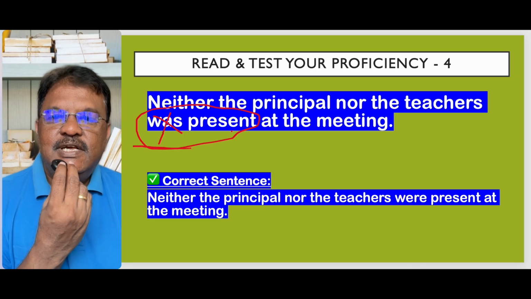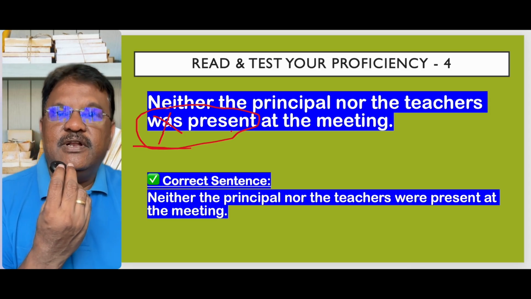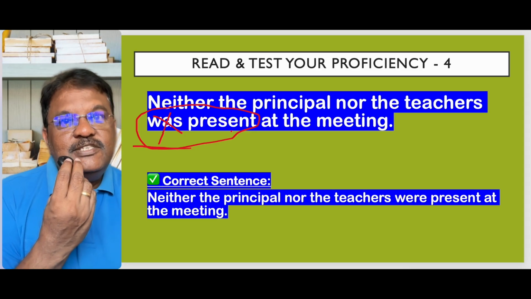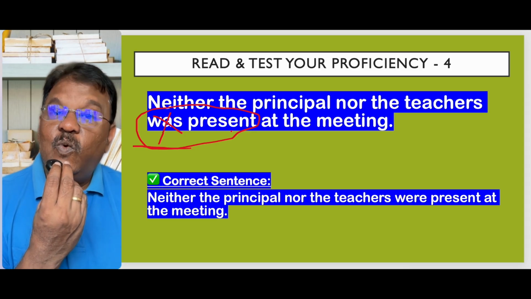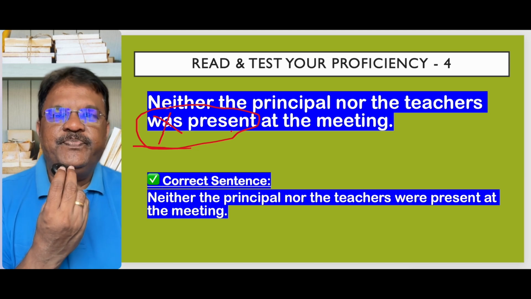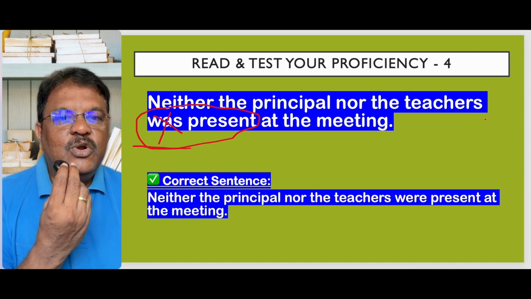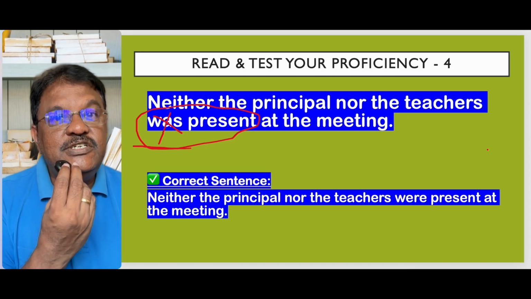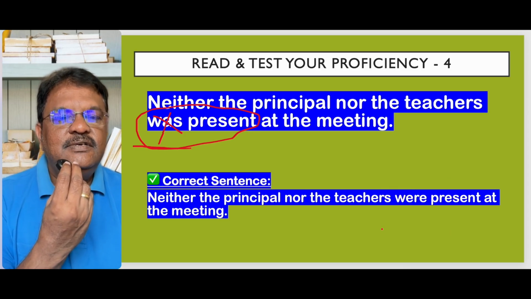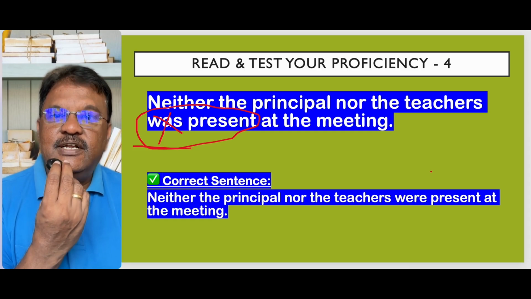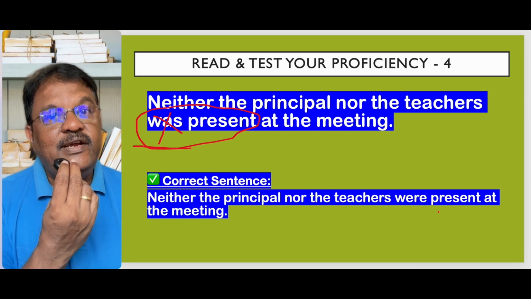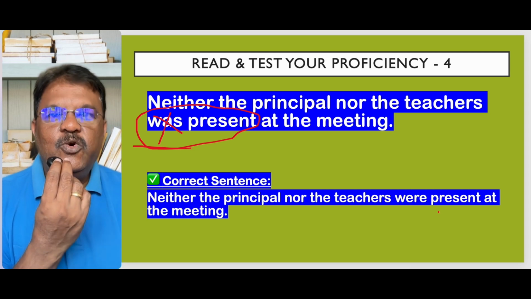Suppose the sentence were, neither the teachers nor the principal was present at the meeting, then the sentence would have been right, because the principal is the subject which is closer to the verb was present. Principal is a singular subject, so was is the right usage. But in this sentence, the closest subject to the verb is the teachers, which is plural. So a plural helping verb should be placed here. The right helping verb is were, not was. So the right sentence is neither the principal nor the teachers were present at the meeting. I hope you have understood.